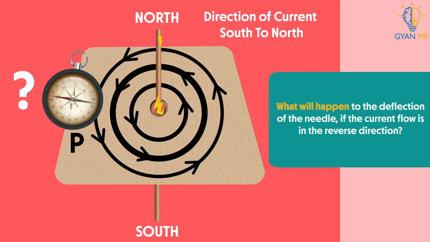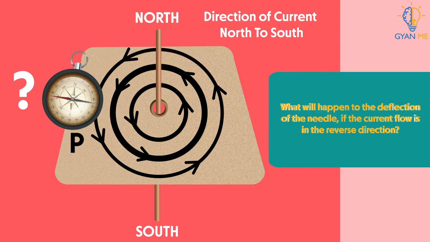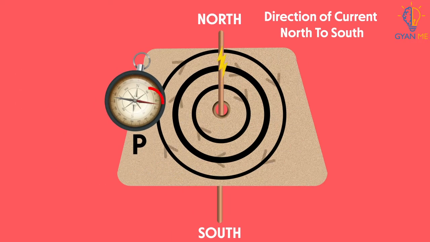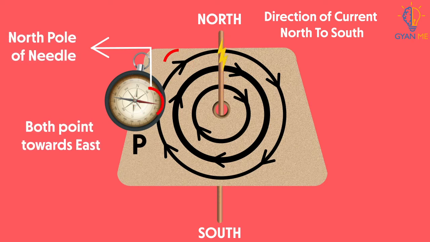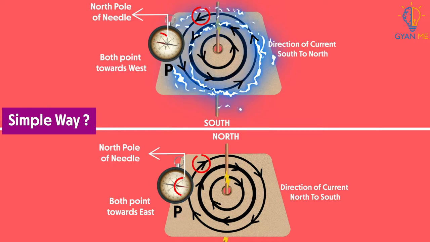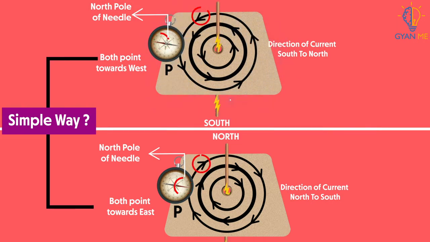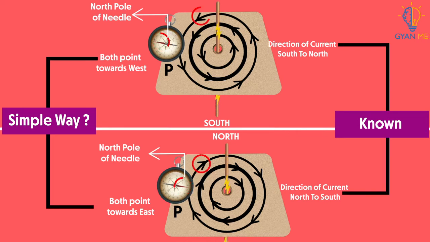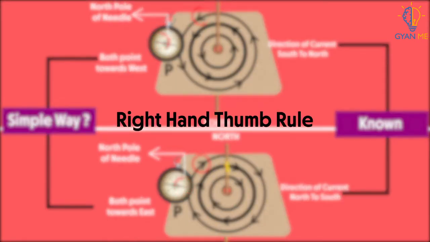What will happen to the deflection of the needle if the current flow is in the reverse direction? The deflection of the compass also reverses, indicating that the direction of the magnetic field lines changes with the change in the direction of the current. Can you think of a simple way of finding out the direction of the magnetic field lines if you know the direction of the current? Yes, we can find it with the help of the right-hand thumb rule.